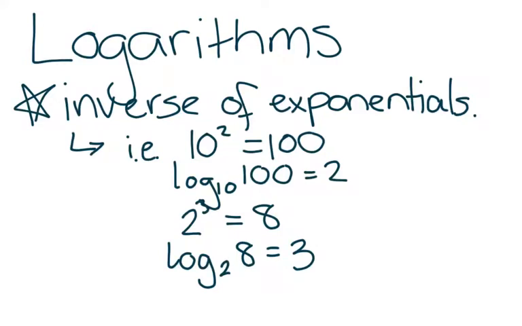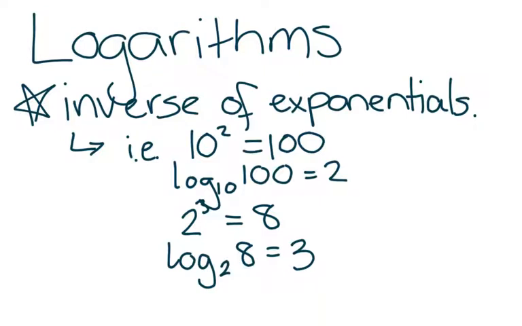Logarithms are the inverse of exponentials. So exponentials and logarithms go hand in hand, just one is the reverse of the other. I've put some examples here. We know that the exponential 10 squared is equal to 100.